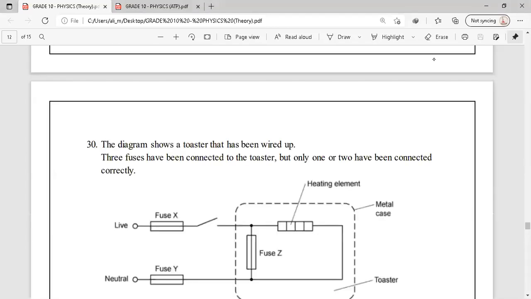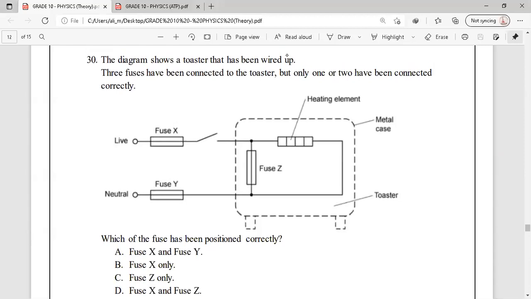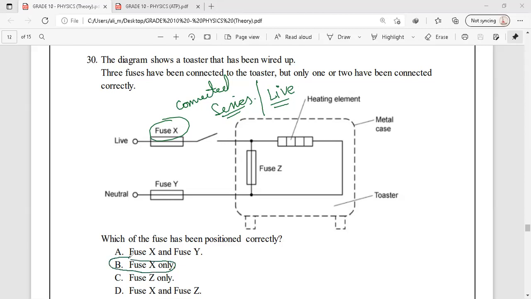Let's move to our next question. Question number 30. We have three fuses connected at different positions, fuse X, Y, and Z. Three fuses have been connected to a toaster, but only one or two have been connected correctly. So we have to identify which fuses are connected correctly in this metal toaster. The fuse is always connected in series combination, and it is always connected in the live wire. So the fuse connected in series with the live wire is fuse X. So option B is the right answer.